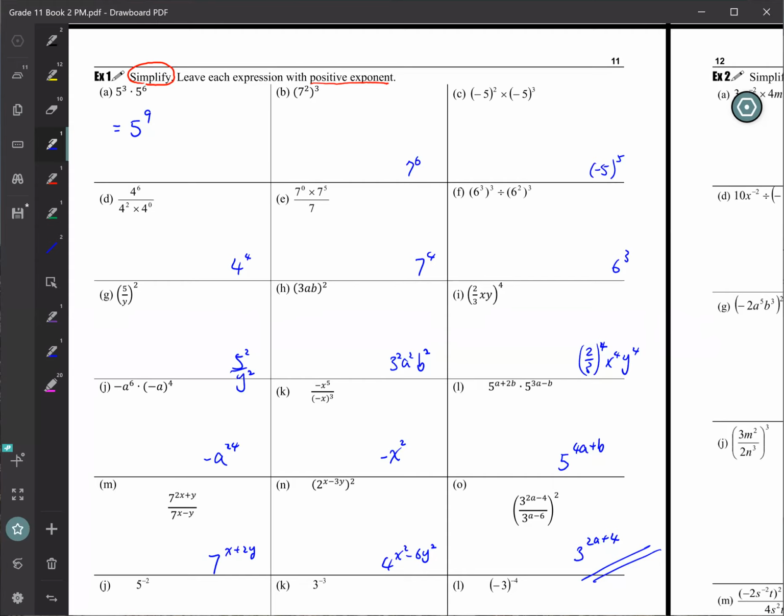Some answers are not done yet. For the last one, I got 9 to the 2a plus 3. Okay, like this. Yeah. Okay. Anyone else? For number J, I got a squared, like this. Yeah. Okay.